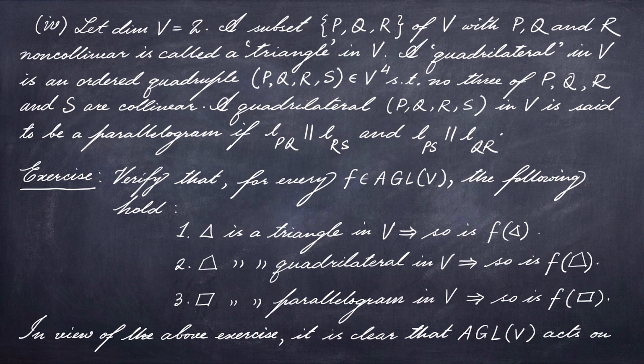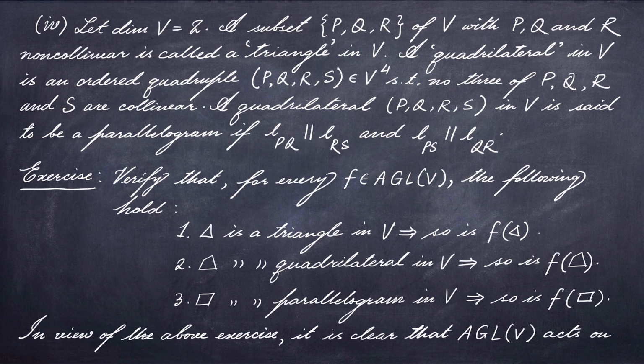PQRS. So again, the reason for calling it a quadrilateral is obvious. Since no 3 points are collinear, you can immediately visualize a quadrilateral in the usual sense, right? And a quadrilateral PQRS is said to be a parallelogram if, considering any pair of opposite sides, they are parallel.